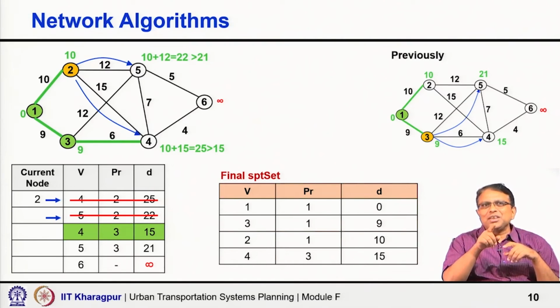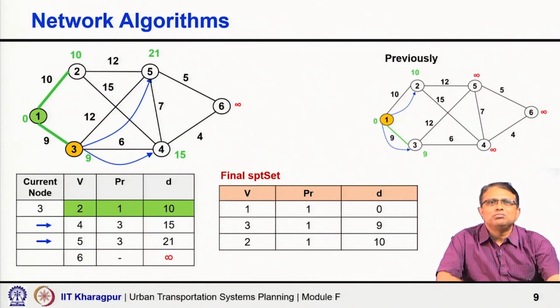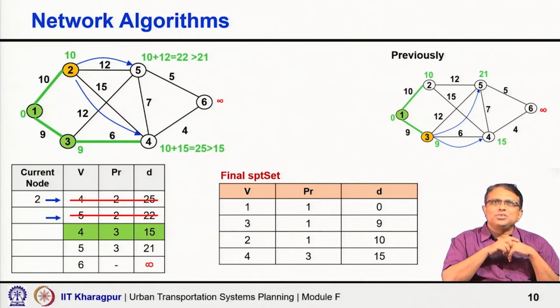So, I have written the SPT with 2 as the new permanent level node. I have explored the connection to 4 with predecessor 2, but the cost is 25, and for node 5 the cost is 22. For node 5, earlier it was 21, now it is 22, so I do not update. For 4, earlier it was 15, now it is 25. Again 25 is higher than 15, so I do not update.